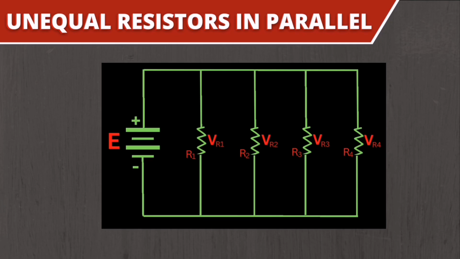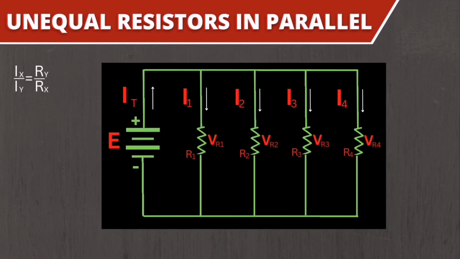Where E is equal to V sub R1, equal to V sub R2, equal to V sub R3, and also equal to V sub R4. Then the number 2 condition is that the individual resistor currents are inversely proportional to the respective magnitude. The formula for condition number 2 is Ix over Iy is equal to Ry over Rx.